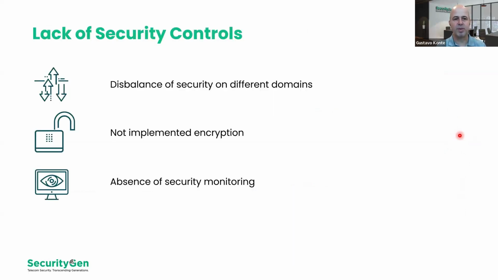Other than misconfiguration, you can just be lacking security control. So you have different levels of security on different domains. You have not implemented encryption at all, and you don't have monitoring. So when you don't have these kinds of controls, you miss ways of identifying a bypass.